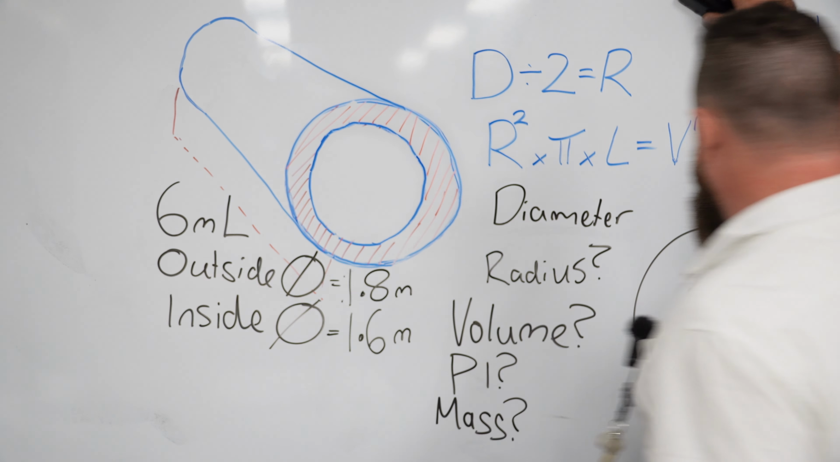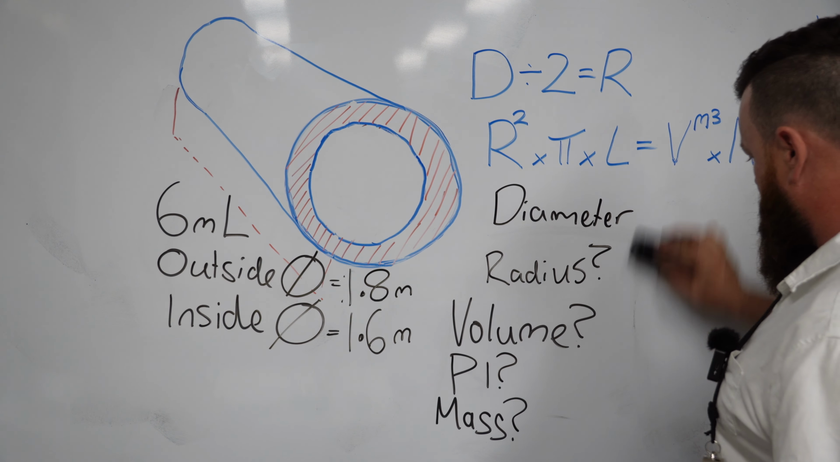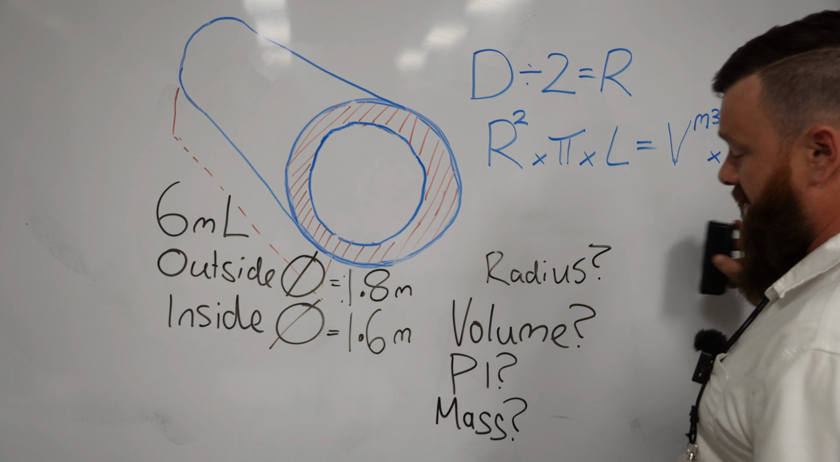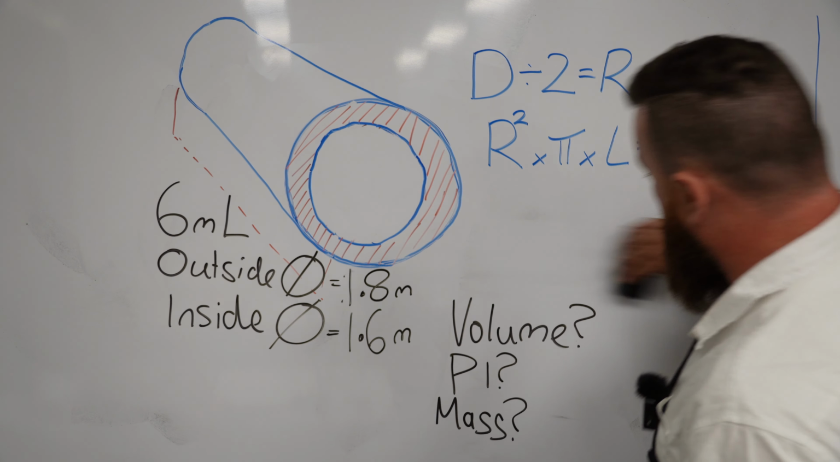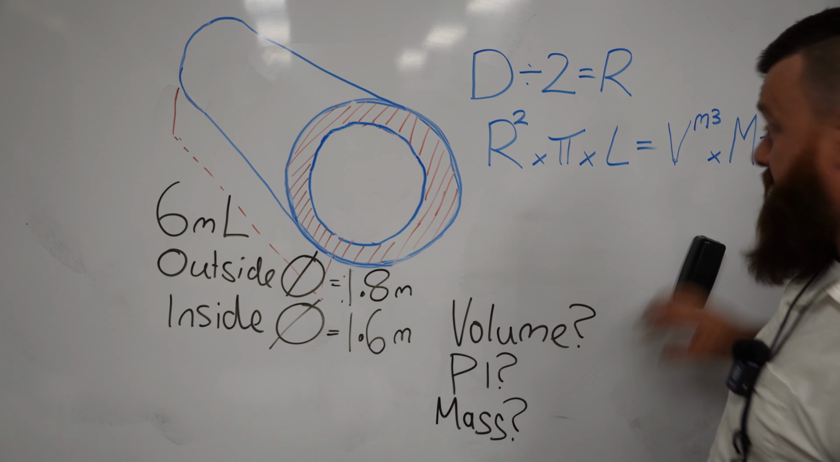Now I'm just going to rub some things off the board as I go. If you need to go back and review what a diameter is, pause it, go back. If you need to find out what a radius is, pause it and go back. I'm just explaining the formula, what these symbols mean.